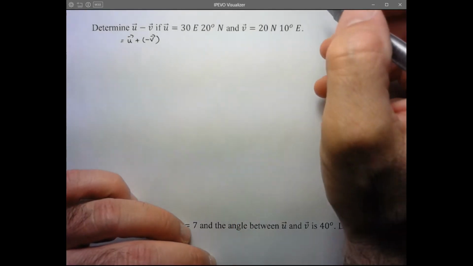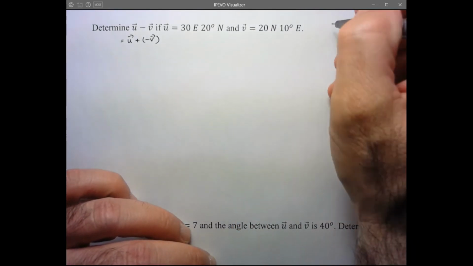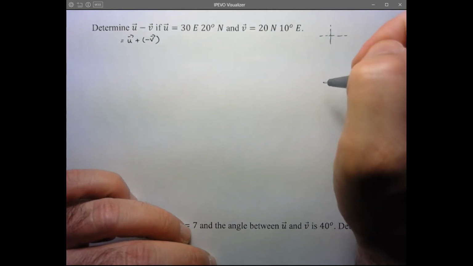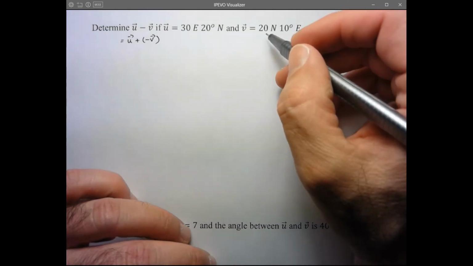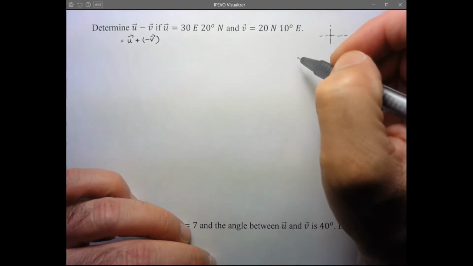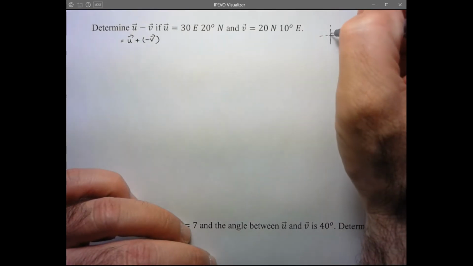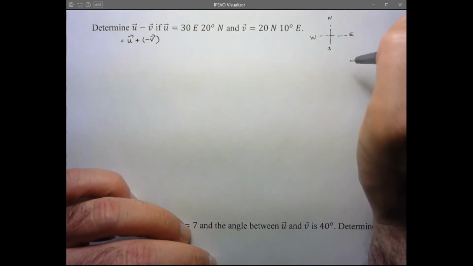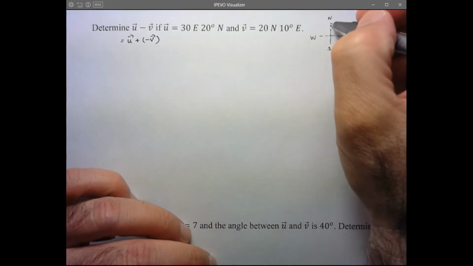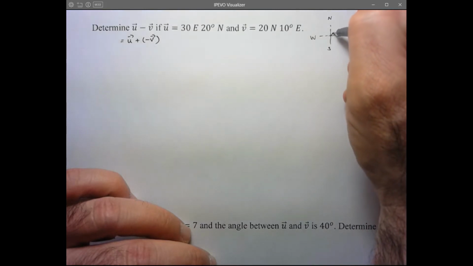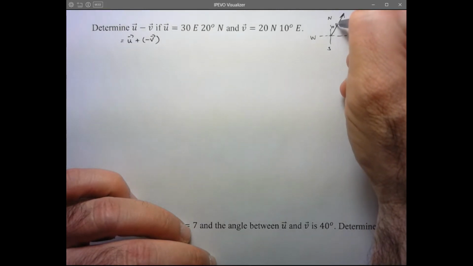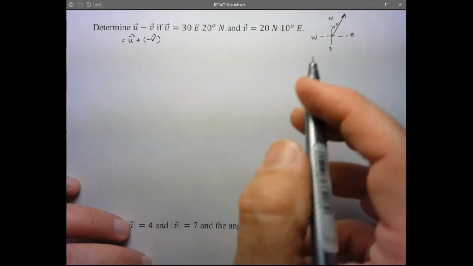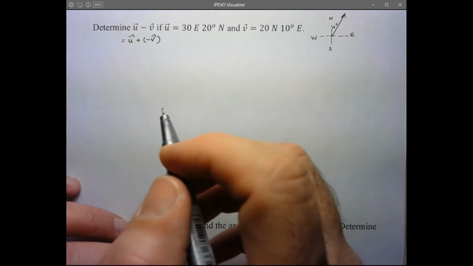You're going to notice that when I draw a vector that's given in this form, I always start off by drawing a little cardinal plane at the tail of the vector. So from here, if I want to do 20 north, 10 degrees east, it means that my direction starts at north. So remember, north, east, south, west. And it's going to move 10 degrees towards the east direction. So this vector looks something like this, where this angle here is 10 degrees. Now you'll notice that I'm not measuring anything with rulers because the diagram is just going to be a guide.